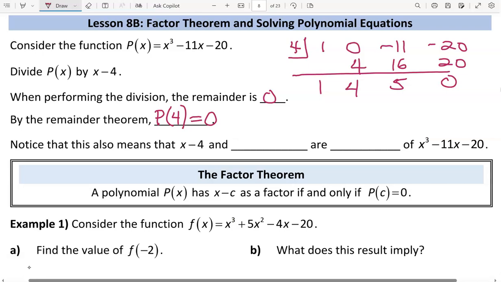Notice that that means that x minus 4 and x squared plus 4x plus 5, the result of the division, are both factors of x cubed minus 11x minus 20. In other words, whenever we have a 0 remainder, both the divisor and the quotient are factors of the dividend.